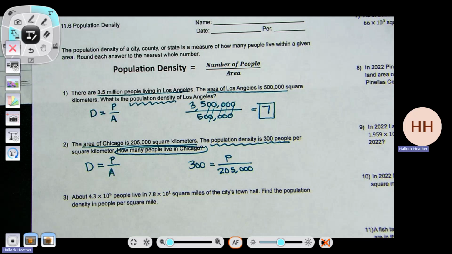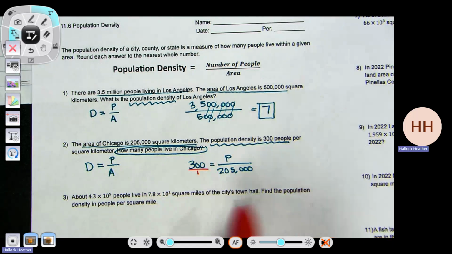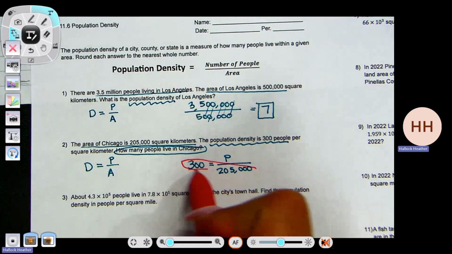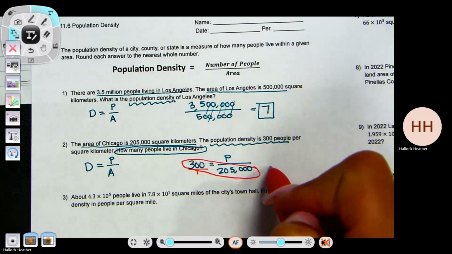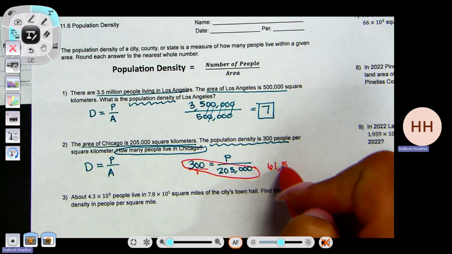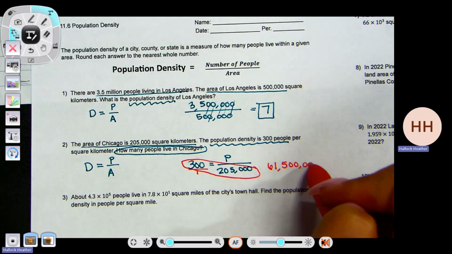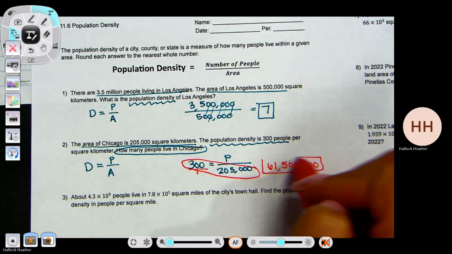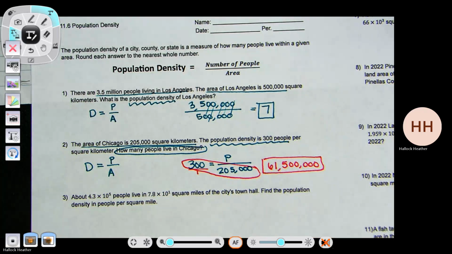So what do you do? You multiply because you're finding the population. So you basically put it over 1 and you cross multiply. So what's my population? 61,500,000. That's not too bad.